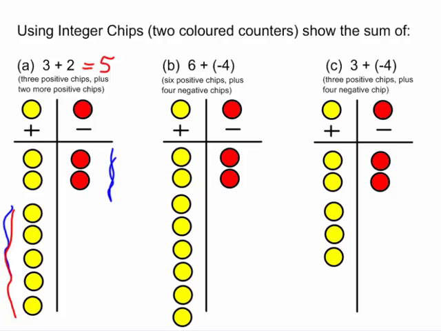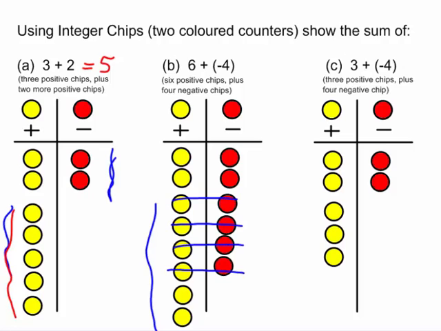If I come over to part B, I have 6 plus negative 4, or 6 positive chips plus 4 negative chips. You can see I have an unbalanced value of 6 down here. So I'm going to drag down 4 negative chips. There's 2, 3, and finally the fourth one. There it is. When we look at all of these, they all 0 off, and I am left with an unbalanced value of positive 2.